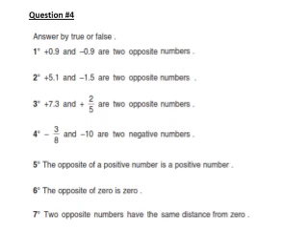Now in question number 4, we need to answer by true or false. They are telling us that plus 0.9 and minus 0.9 are two opposite numbers. Do they have different signs? Yes. Do they have the same value? Yes. So we can say that they are opposite numbers.